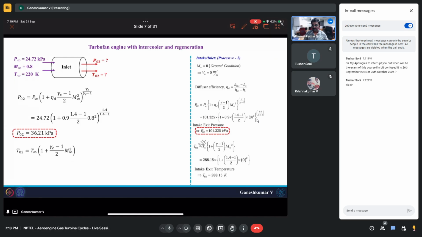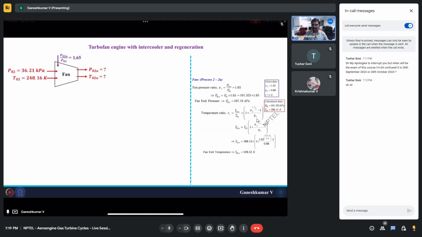And then we know an inlet is an adiabatic process, so from isentropic flow relations, again you can get this. Here your temperature would be 248.16. And then we have fan. Fan is present, so it's the process from 2 to 2A. So there is some change in the station numbering here. That's something you need to note.